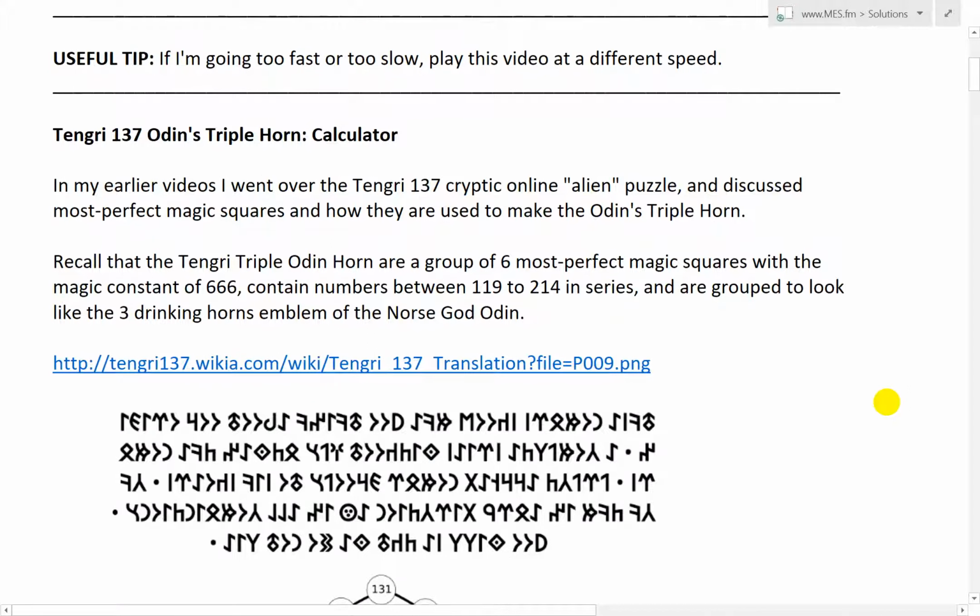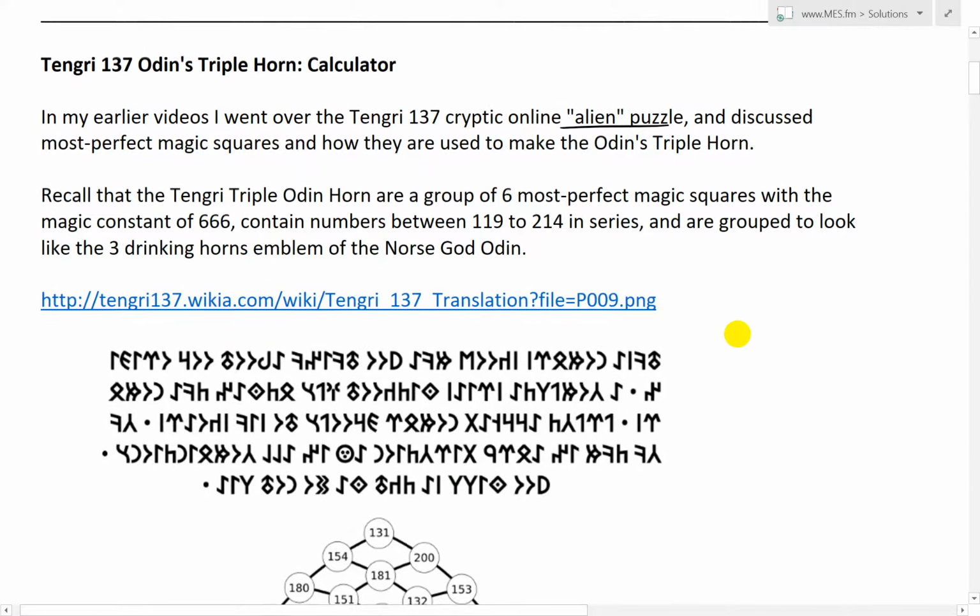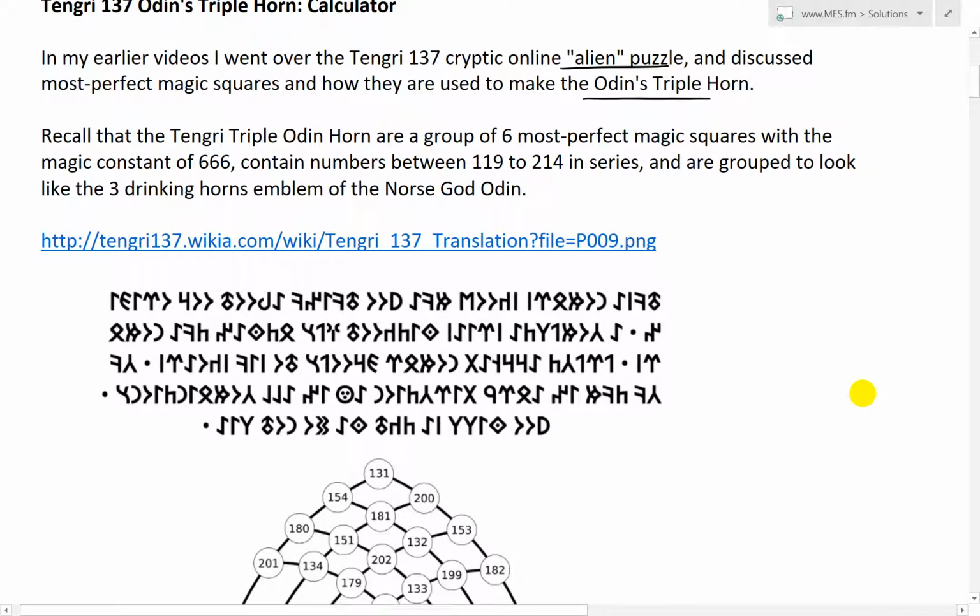So basically, quickly recap the Tengri's Odin's Triple Horn. In my earlier videos, I went over the Tengri 137 cryptic online alien quote puzzle that people are thinking might be aliens or higher intelligence, and discussed the most perfect magic squares and how they are used to make the Odin's Triple Horn. So make sure to check out my earlier videos. I'll put the links in the description below.